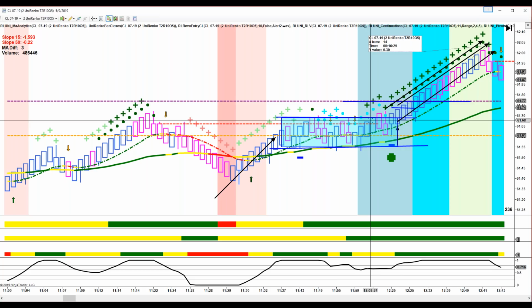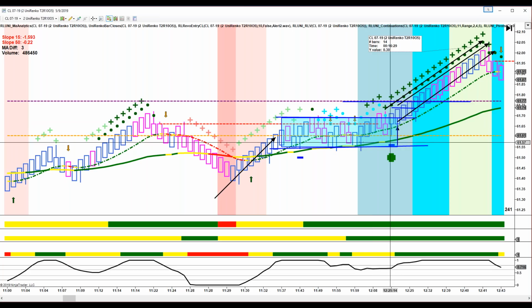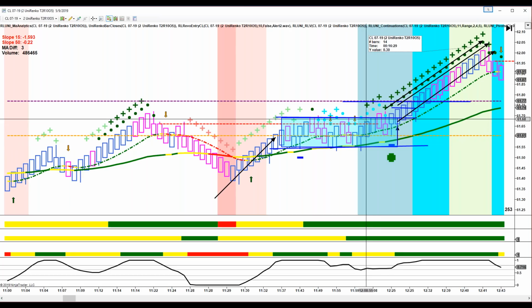And this is one that we're looking for. Now, all the heavy lifting and all the work is going to be done by the indicator. It's going to create the channel.